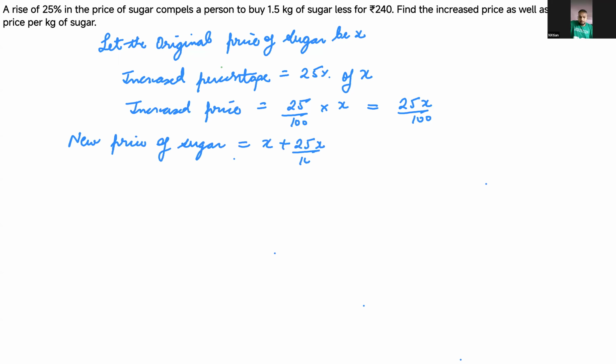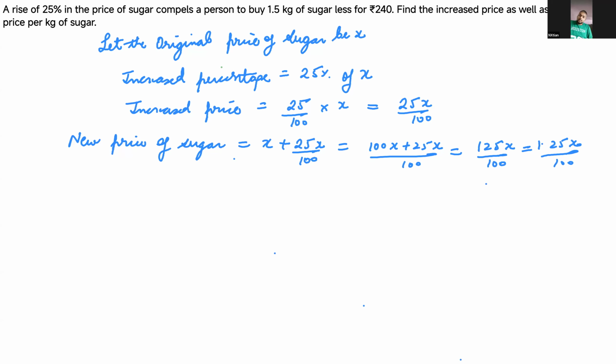For example, if 25 rupees is increased on a product of 100, then the new price will become 125. Understood? So that's why I added. So it will become 100x plus 25x upon 100. Now the new price will become 125x by 100. Understood? No, you didn't understand.